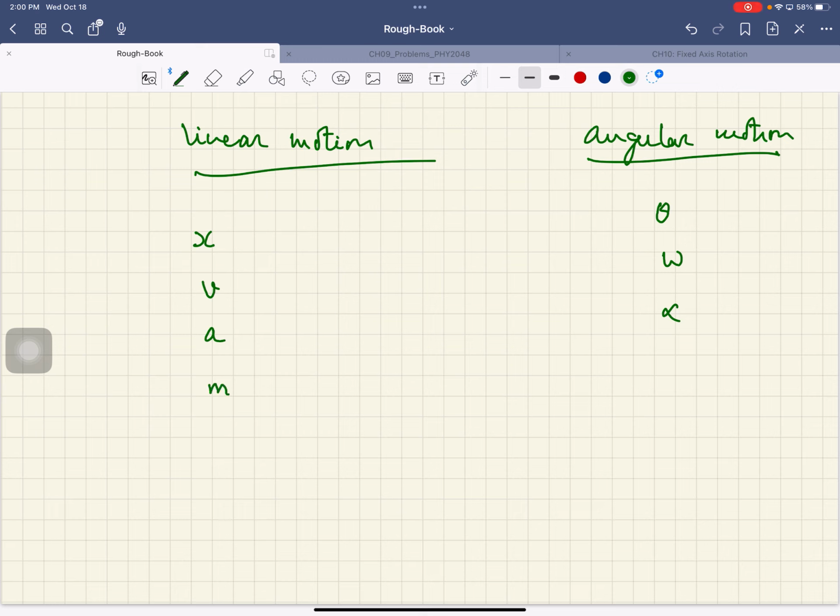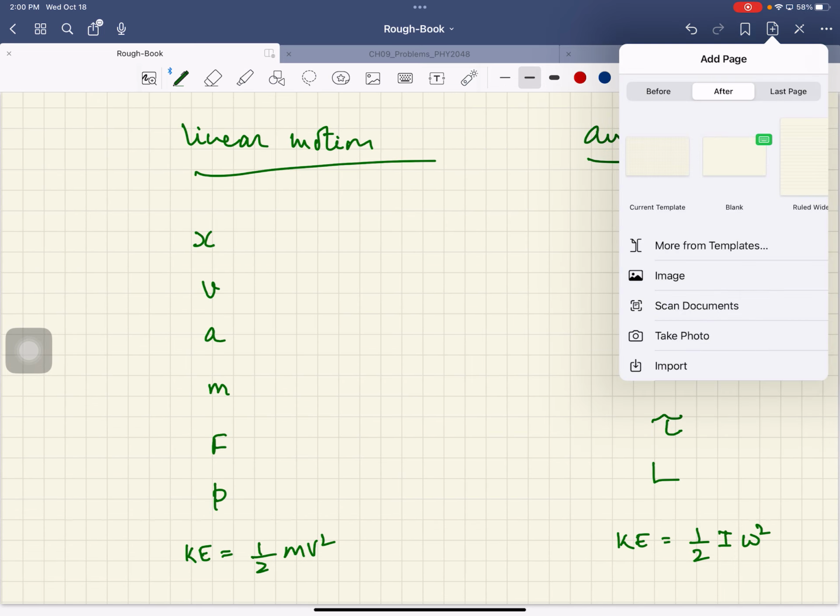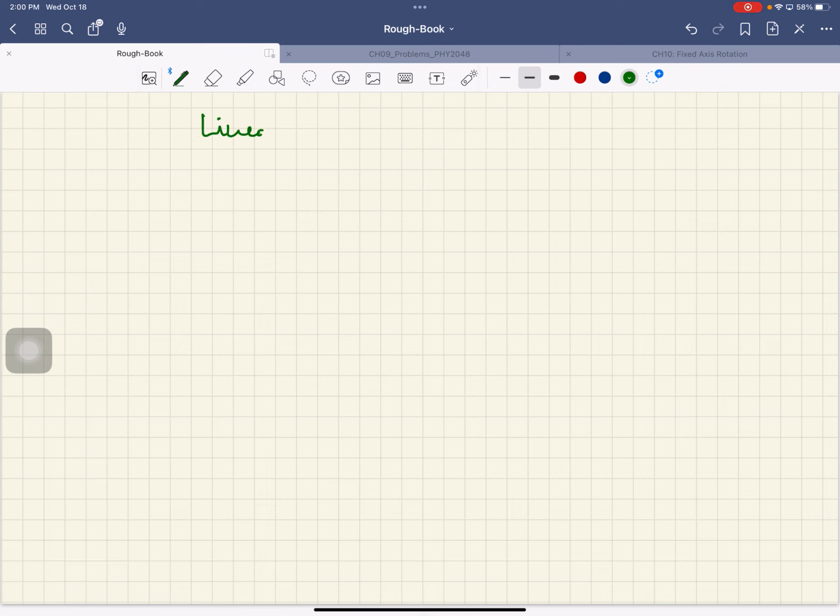You will learn in a little bit that mass gets replaced by moment of inertia. Forces get replaced by torques. Linear momentum gets replaced by angular momentum. Kinetic energy is 1/2 mv squared. Can anybody tell me the angular kinetic energy, the rotational kinetic energy? 1/2 I omega squared. So linear motion, angular motion. What is Newton's second law? F equal to ma. Torque will be equal to I times alpha.